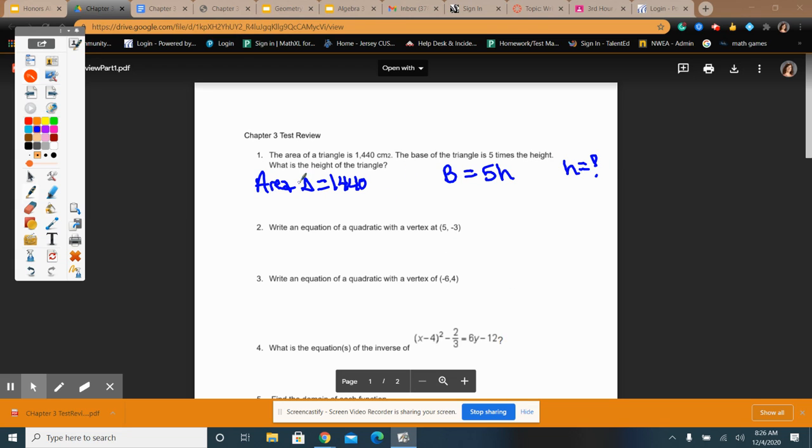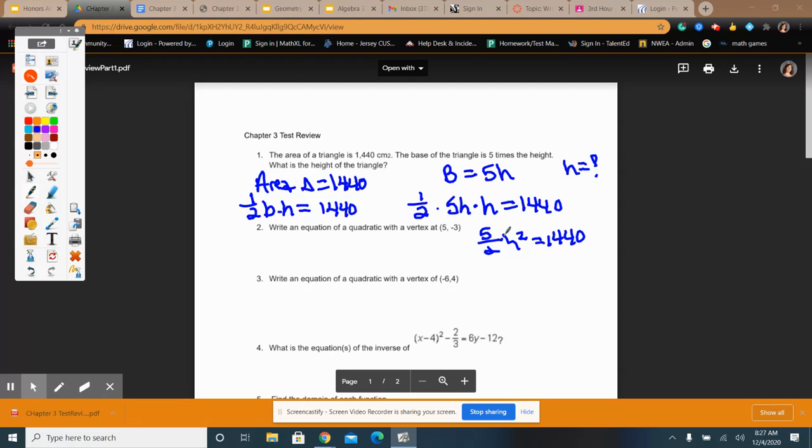So what do you know about area of a triangle? Well, that's 1/2 base times height, and that's going to equal 1440. Well, what is the base? The base is 5h, so it's going to be 1/2 times 5h times another height, and that will equal 1440. So that's going to be 5/2 h squared equal 1440.